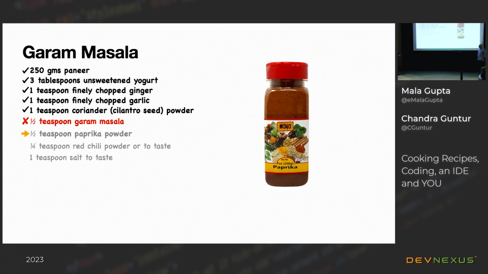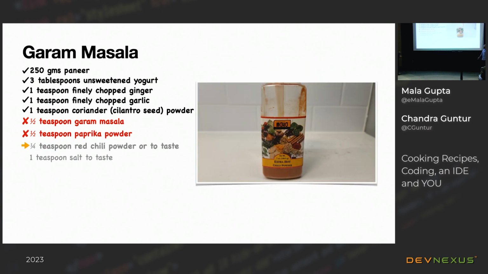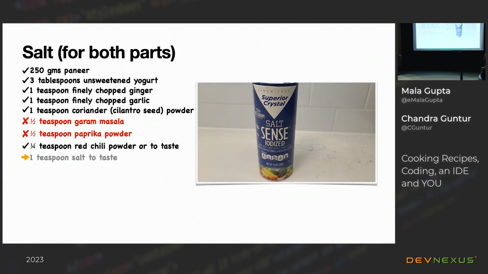Now the next item is, do we have the paprika powder? Oh, I don't believe we have any paprika. Oh my God, Chandra, that's not good. Sorry. Now, okay, let's go to the next part. What about the chili powder? Yes, I definitely have red chili powder. Great. Do we have salt? I have enough salt for both parts of the recipes.